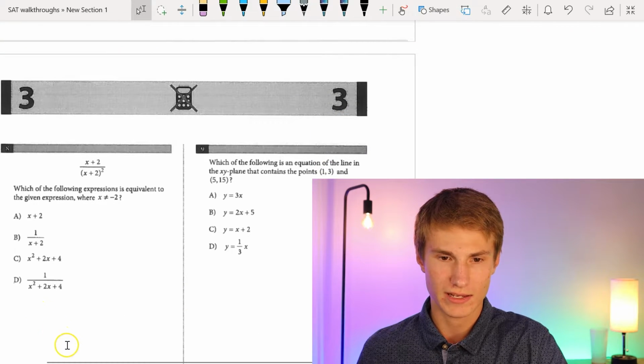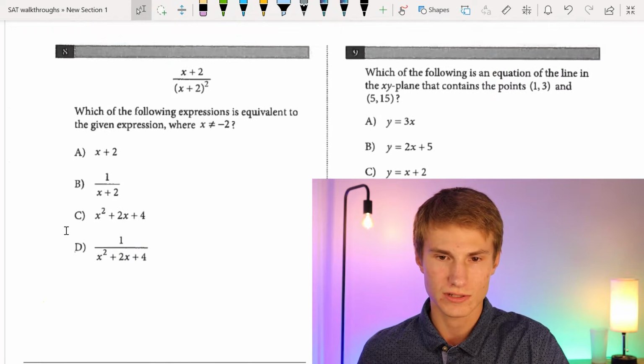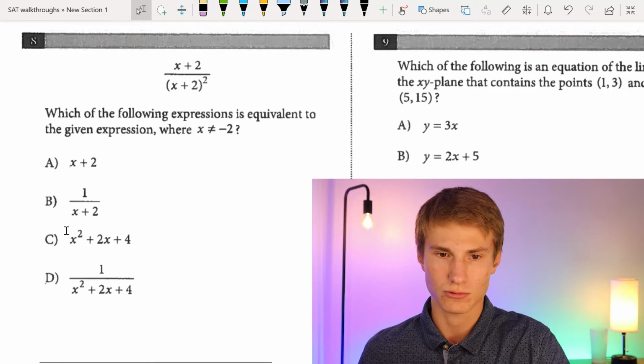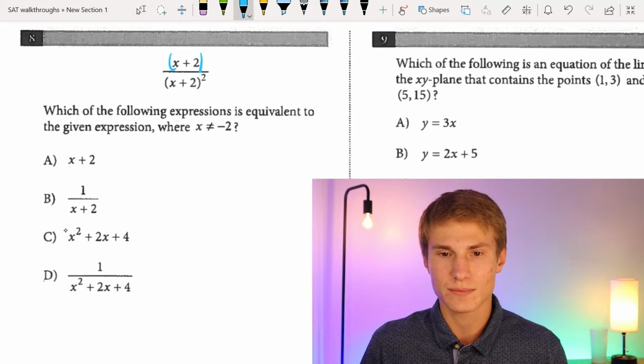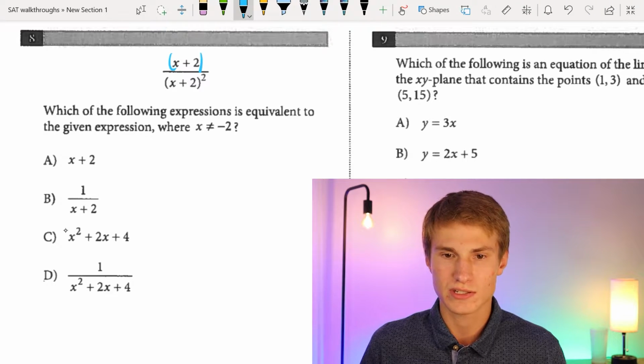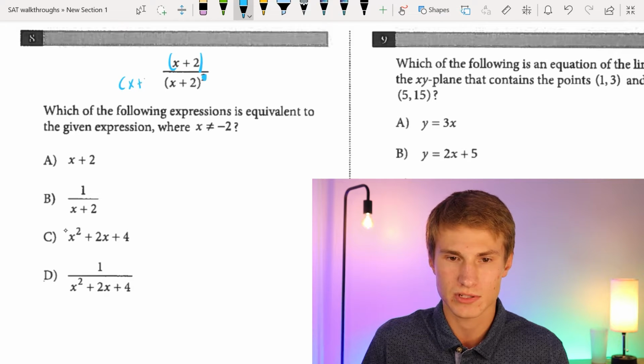All right, moving on to number 8. So we have, which of the following expressions is equivalent to the given expression where x cannot equal -2? Key thing to understand here is since we have x plus 2 up top, x plus 2 in parentheses squared could be rewritten as this. Getting rid of that squared, we would just have another x plus 2 out here.